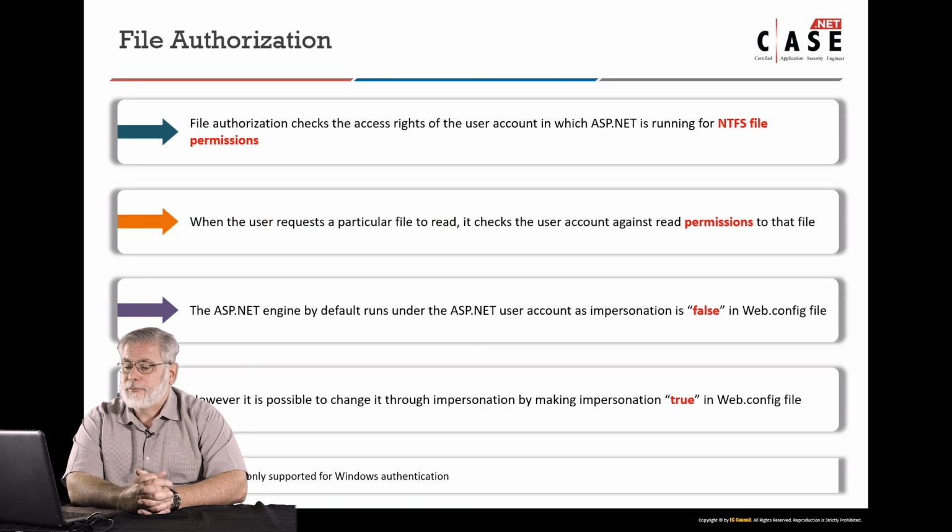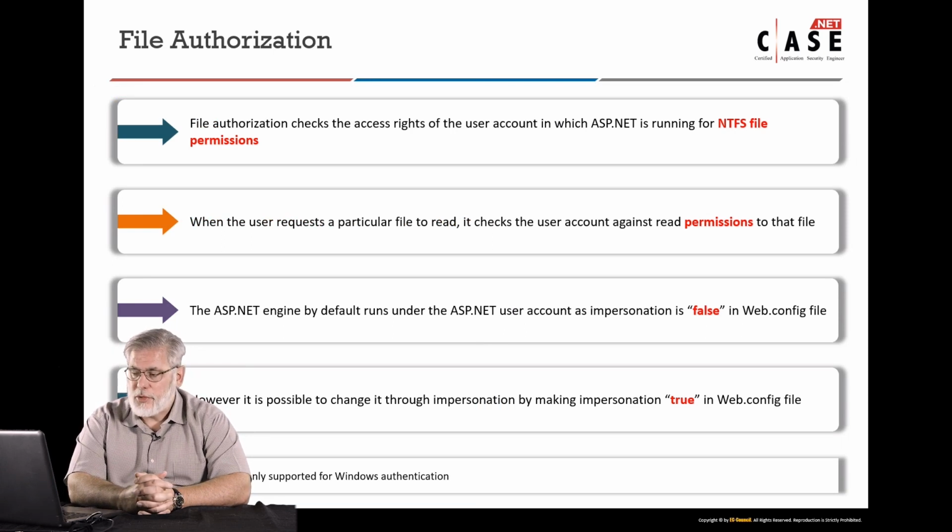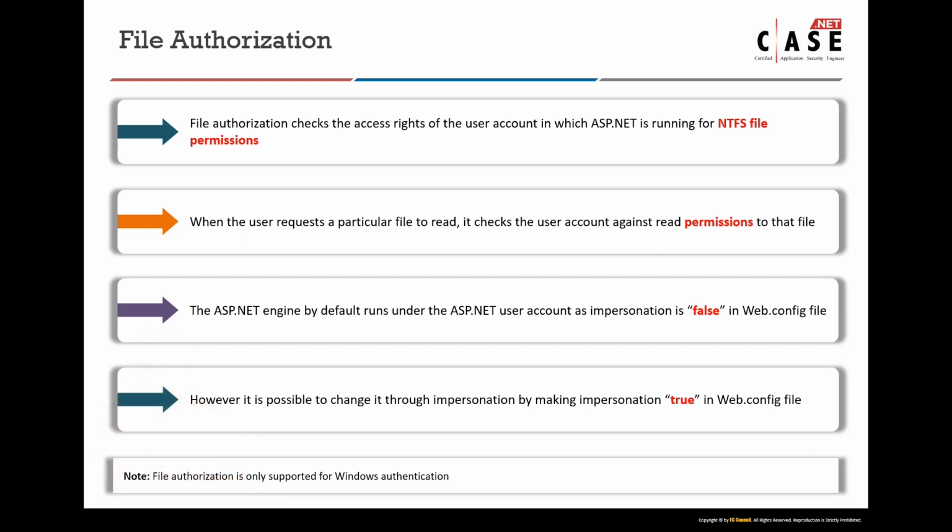File authorization. We check the access rights of the user in which the ASP.NET application is running for NTFS file permissions. So this gets very closely related to your basic Windows permissions. When a user requests a particular file, for example, they read, that user account is checked against permissions on that file. The ASP.NET engine, by default, is using the ASP.NET account. And impersonation is false by default in web config. In other words, it's going to run as ASP.NET regardless of what user you are. If you want to use file authorization, you'll need to set impersonation to true.